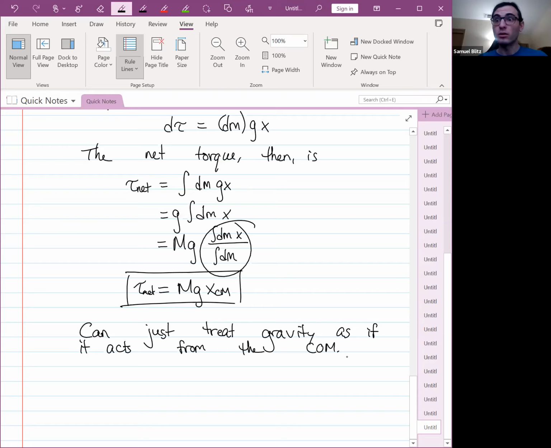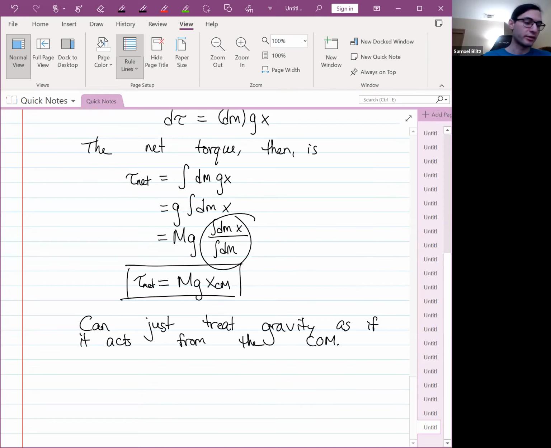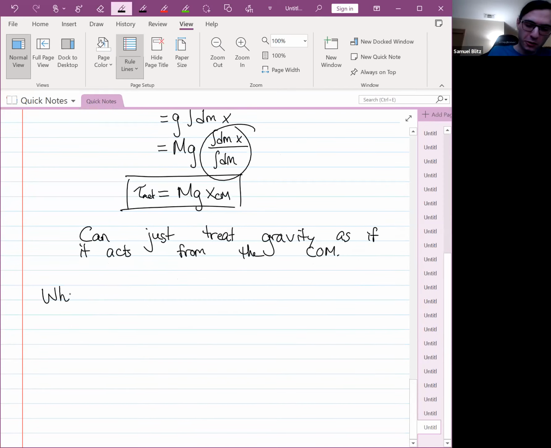So now, whenever we have a problem where we need to find the torque on an object, all we have to do is know where the center of mass is, and then we can find the torque due to the gravitational force by applying the total gravitational force at that one point. Okay, so there's one more force that we need to figure out. Where is that force applied? So second question, where does the normal force, or the contact force, act from?